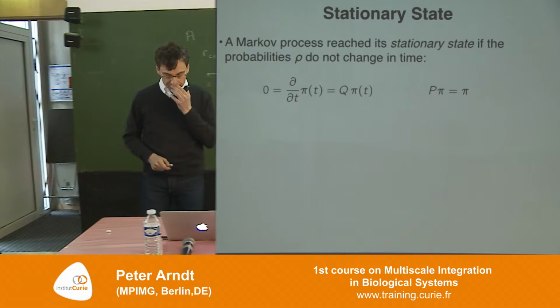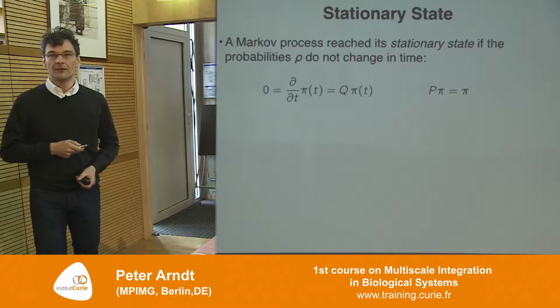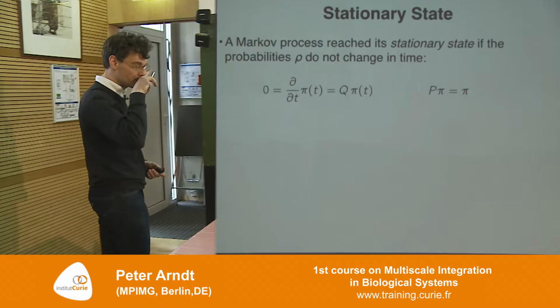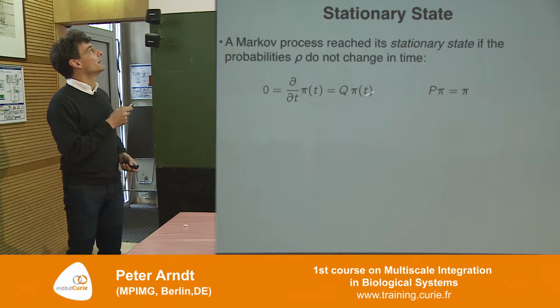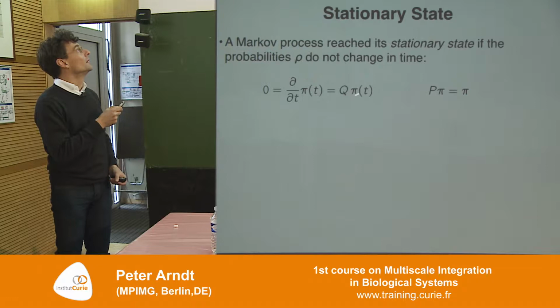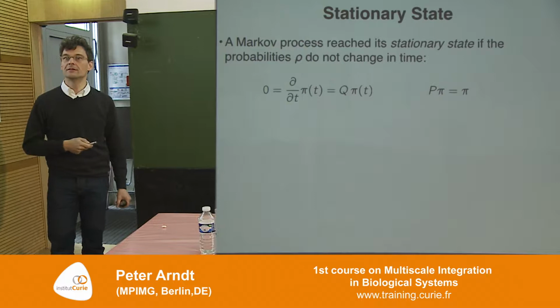So we come back to our Markov processes again. And there are some properties of Markov processes you can think about. The first one is that there could be a stationary state, or most Markov processes actually have a stationary state. That is a state, now denoted as pi, where the time evolution actually doesn't change anymore. That means that if you take this matrix Q on pi, then this would give 0. That means that this state stays constant in time.